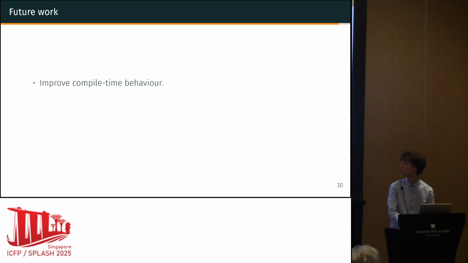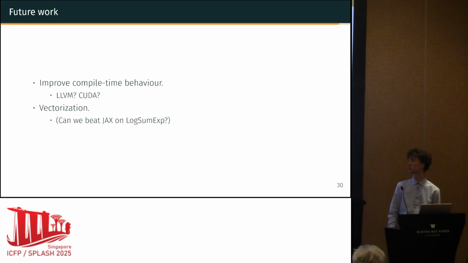And before I wrap up, I'd like to mention some future work, which is, of course, that we could still improve the compile time behavior. And one way we could do this, for example, is rather than compiling Haskell code, we might consider compiling to different languages. And the other obvious one is looking into how we could extend our calculation with factorization. And if we're lucky, then maybe we can get closer in performance to JAX.